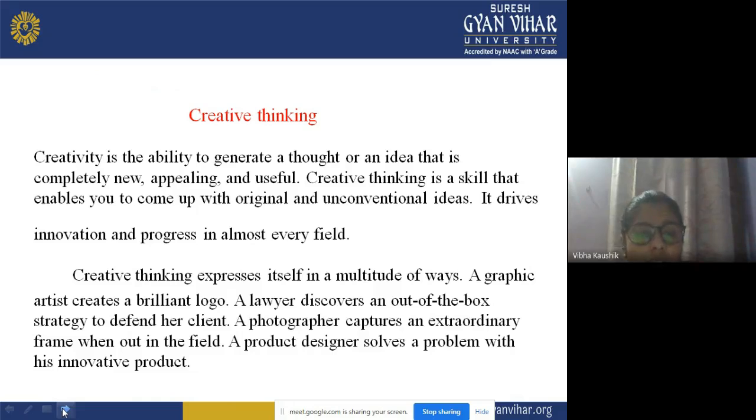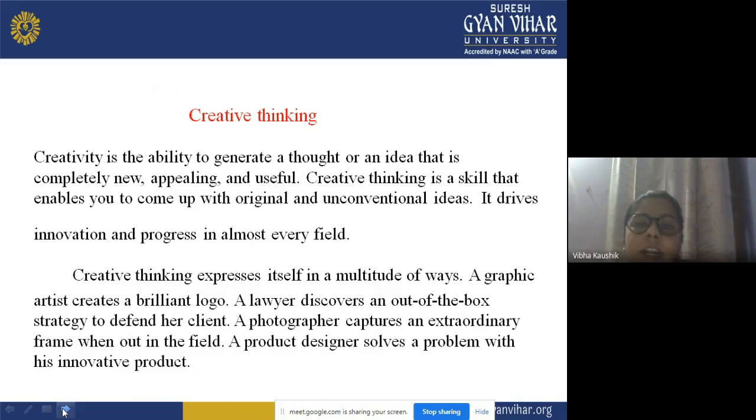Creative thinking is a skill that enables us to come up with original and unconventional ideas. Means you cannot follow the ideas of others, you have to produce your own ideas, your own thought process. It means novel ideas, new ideas that have not been used so far. It drives innovation, a new thing will come up, and progress in almost every field.